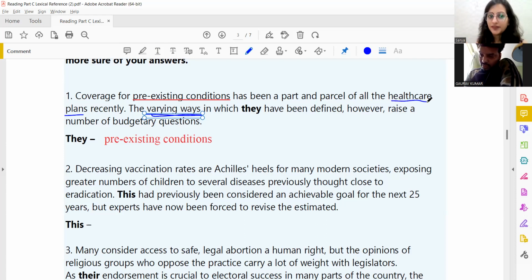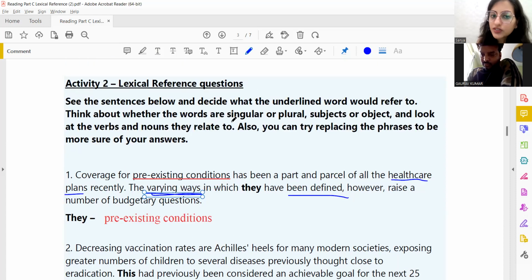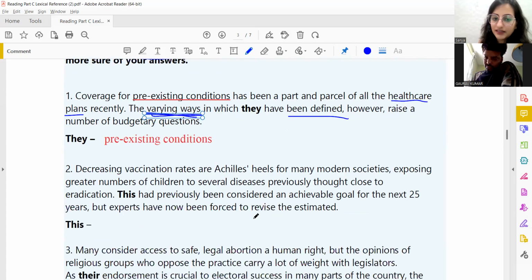They are always set. But what is written in the next line? The varying ways in which they have been defined. Healthcare plans can never be defined in a variety of ways. They are fixed, so they cannot be varying. The only thing that can vary are the conditions. That is why, in the instructions, what was written? Look at the words, if they are singular or plural, and look at the verbs and nouns that they relate to. So what is mentioned? Varying ways. So plans cannot vary. That's why.